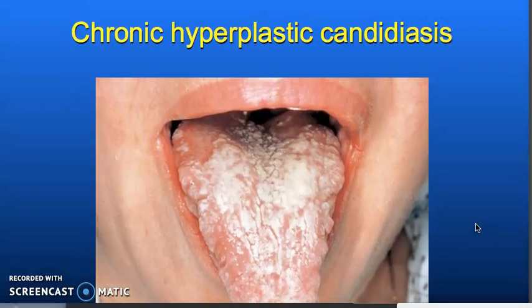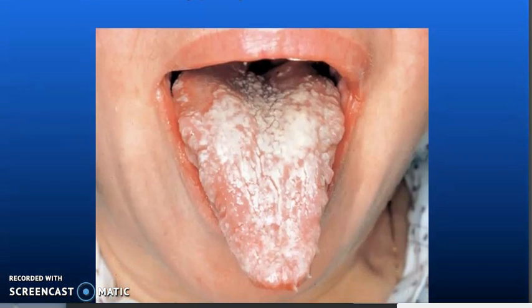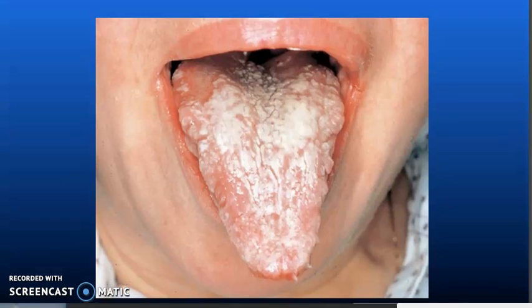And look at the word in that, chronic. So this is something that this patient tends to have a lot. My guess would be maybe a diabetic, someone with a very dry mouth. This is what they may have to deal with.